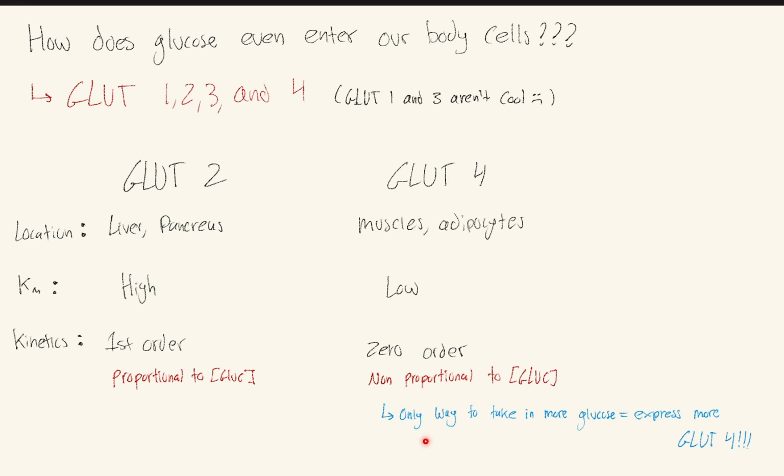But know that the only way for GLUT4 to take in more glucose is to physically express and traffic more of those GLUT4 transporters to the cell membrane, whereas GLUT2 is proportional, meaning the more glucose is in the blood, the more glucose the liver and pancreas will take in. And you'll learn why the liver is very special in carbohydrate metabolism.